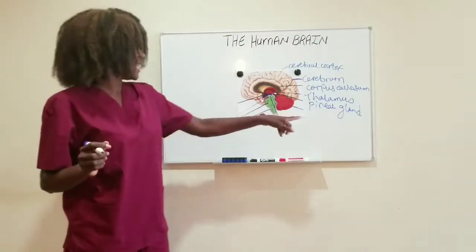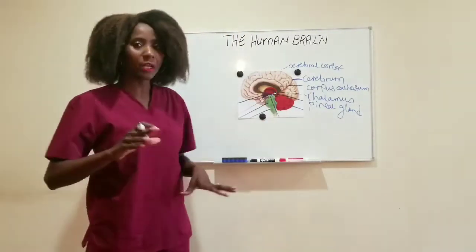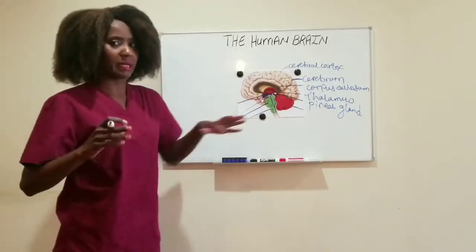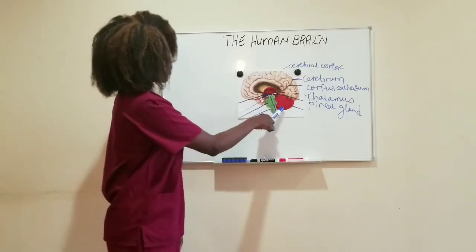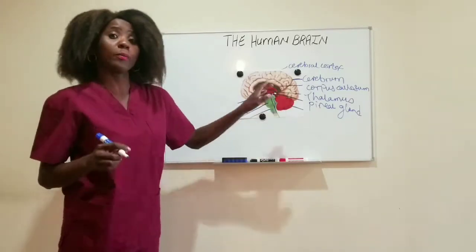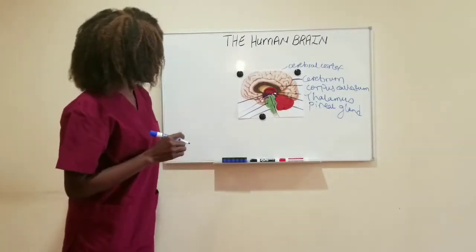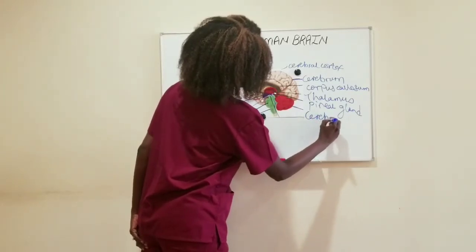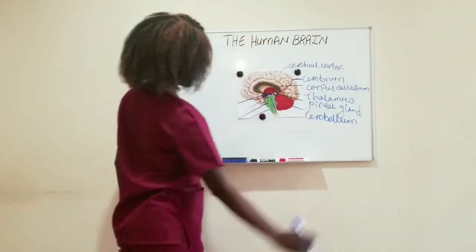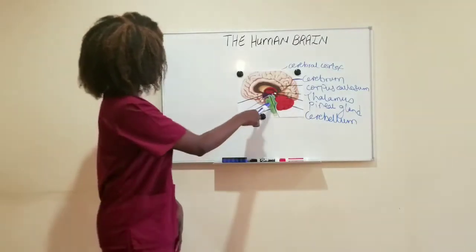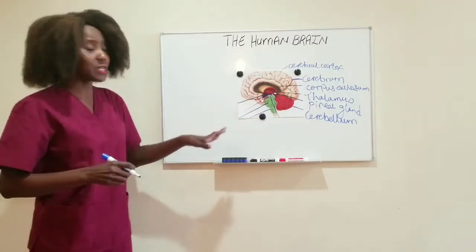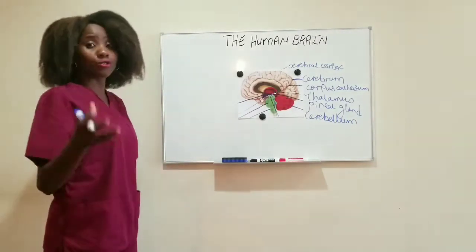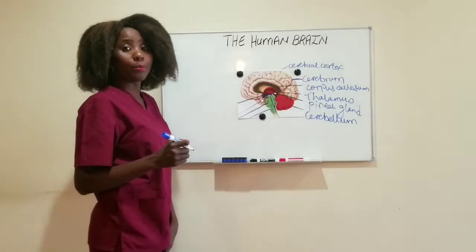Now, the pineal gland is actually part of the epithalamus, but for our purposes, we're just going to focus on the gland itself and not the entire epithalamus. Okay, so if you notice this beautiful strawberry looking structure, of course, that is our cerebellum. All right, so this entire structure in green is called the brainstem.